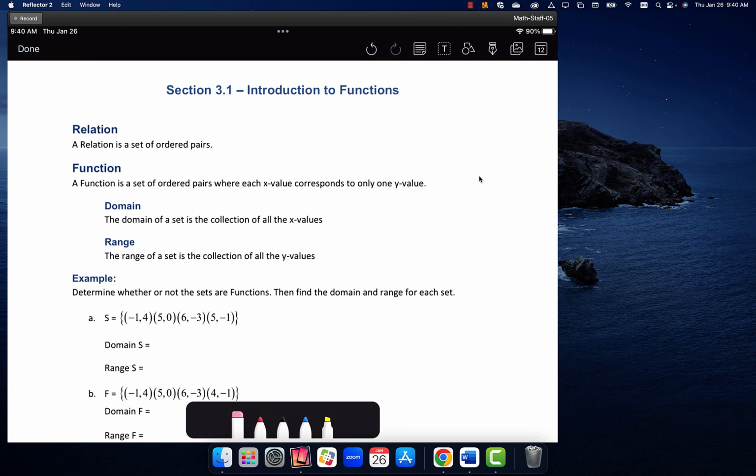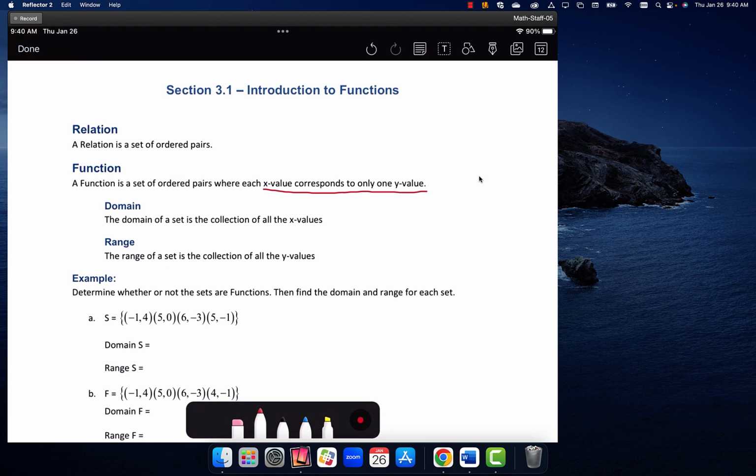Intro to functions. A relation is a set of ordered pairs. A function is a special kind of relation. A function is a set of ordered pairs where each x corresponds to exactly one y value. That's something you want to make note of. Every x corresponds to exactly one y value.